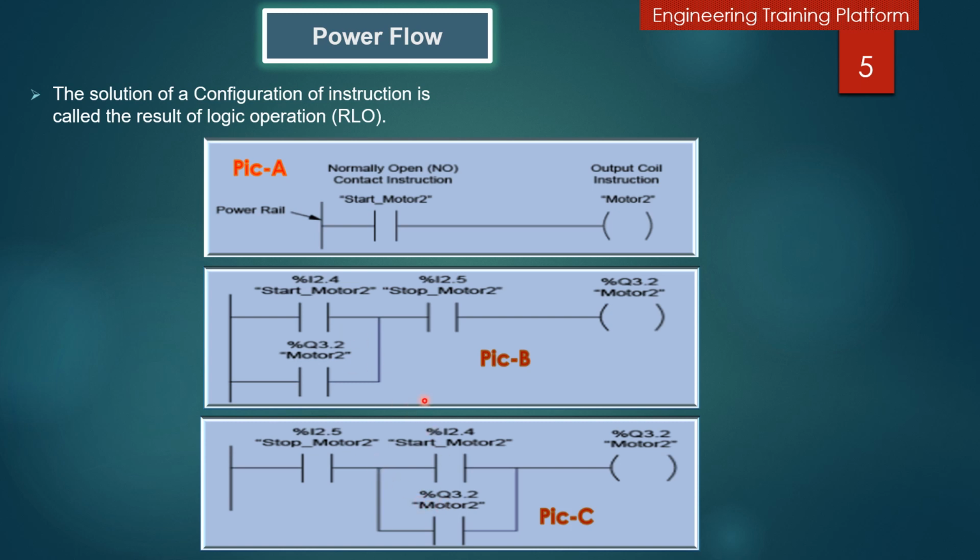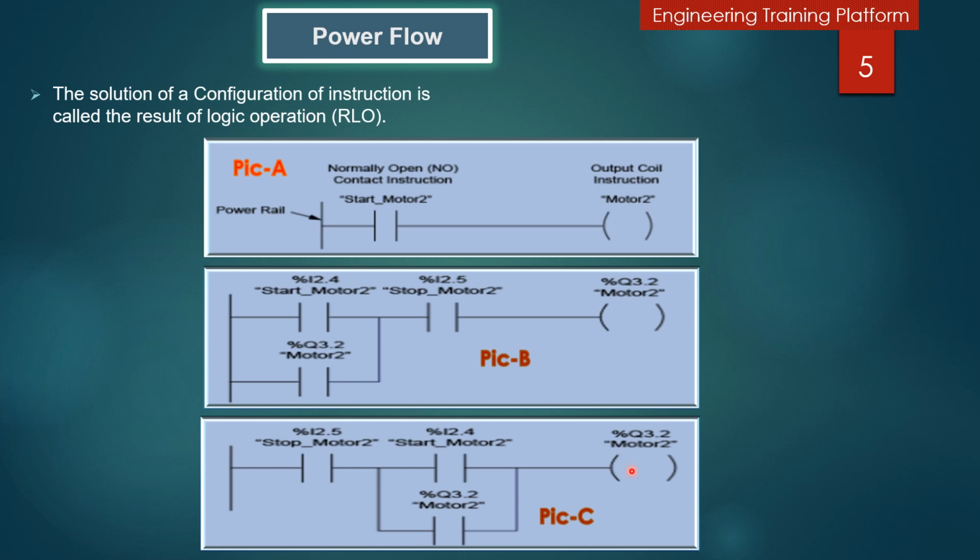Here again you can see for picture B and picture C, both are the same logical operation. Just change the point for the stop motor 2. When the stop motor 2 point is normally closed, the power will flow from this direction, and start motor 2, when it is closed, the motor 2 will be operated.